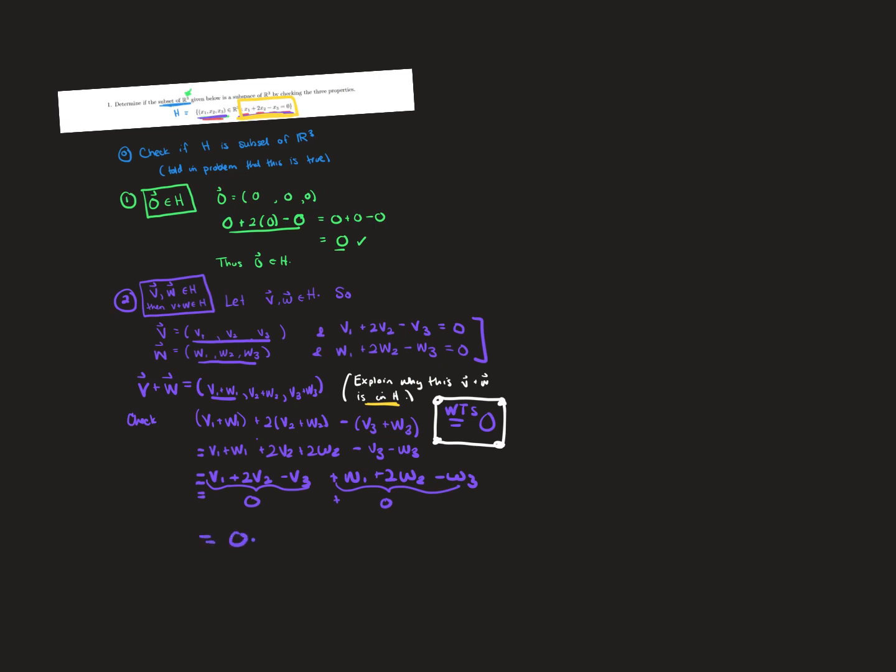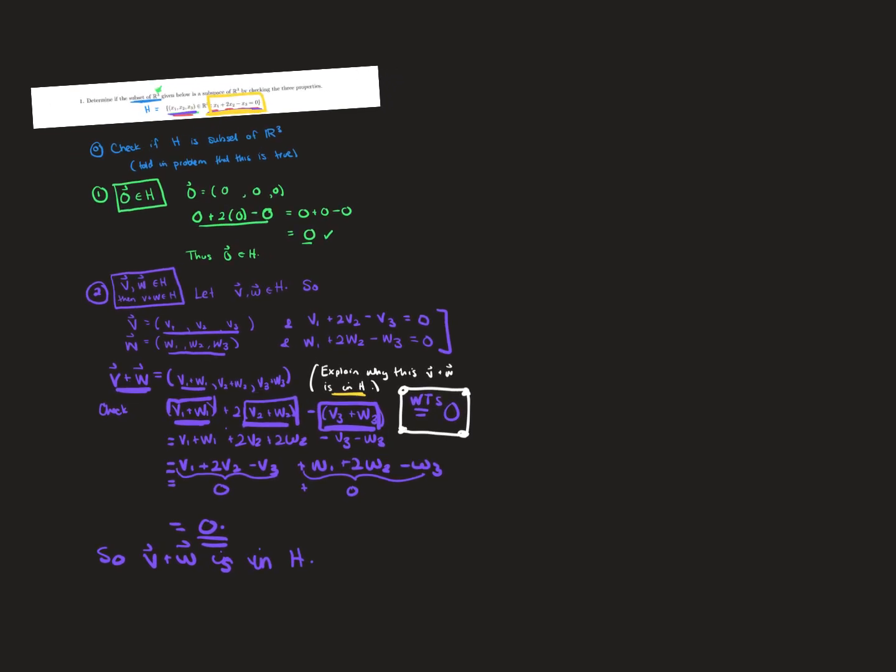So I showed that my new v plus w satisfies the rule that the first thing plus 2 times the second thing minus the third thing does in fact equal 0. So we can conclude that that v plus w thing is in H because it satisfies the rule for H.